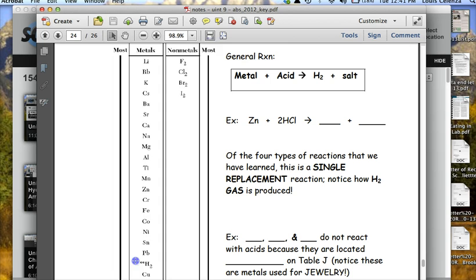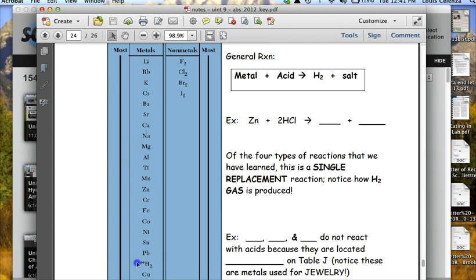When you're looking at acids and bases, what we're interested in is this H here. Basically, in this particular case, they're going to ask you about metals reacting with acids. Most metals do react with acids, but not all. This table will help you to identify those that do and don't.